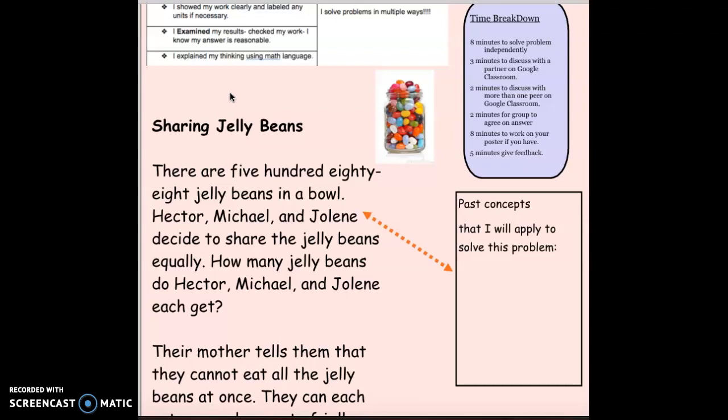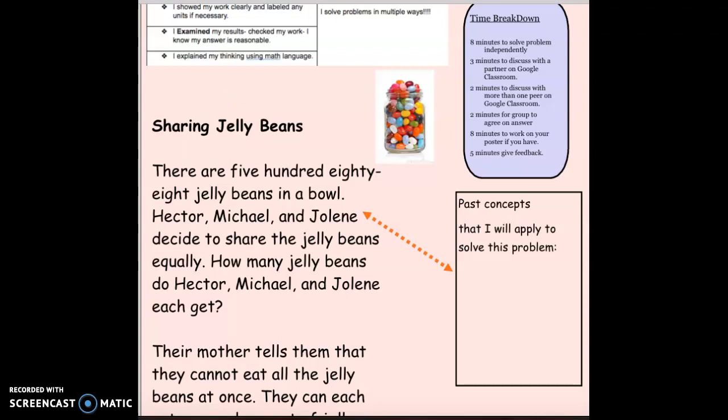Then I want you to take 8 minutes to create a poster. If you have markers, poster paper, whatever you have, be creative. This is yours. Make it fun. You're doing it on your own and you don't have your peers next to you like you normally do in class. So make it really fun for yourself. And then we're going to take about 5 minutes to give feedback.